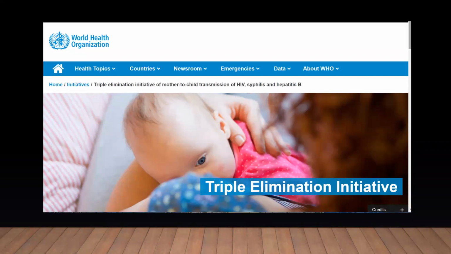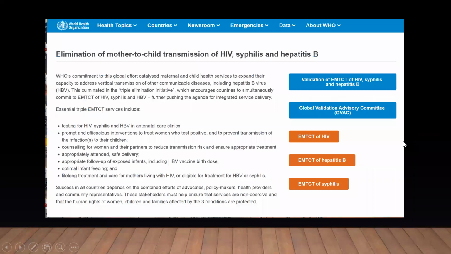Triple elimination initiative of mother-to-child transmission of HIV, syphilis, and hepatitis B. WHO's commitment to this global effort catalyzed maternal and child health services to expand their capacity to address vertical transmission of other communicable diseases, including hepatitis B, syphilis, and HIV. This culminated in the Triple Elimination Initiative, which encourages countries to simultaneously commit to EMTCT of HIV, syphilis, and hepatitis B, further pushing the agenda for integrated service delivery.